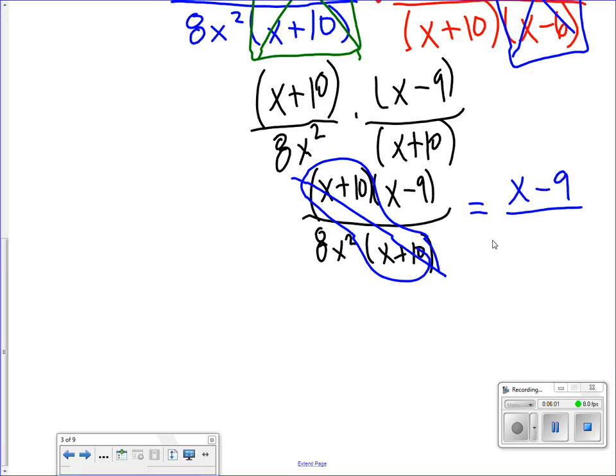So our final answer is (x minus 9) over 8x squared. So that problem that looked really intimidating and scary, there was actually no multiplication to do. It was actually an all factoring question. So on the next slide, there's 2 for you to try.